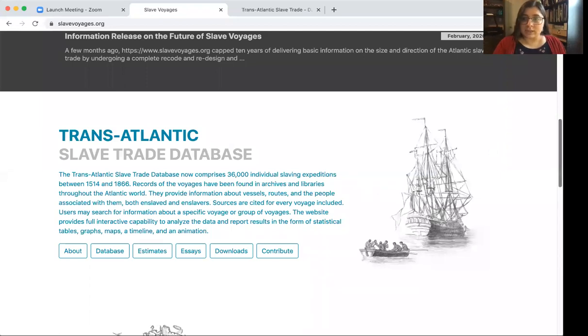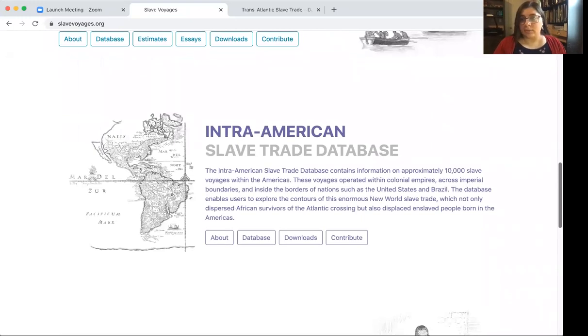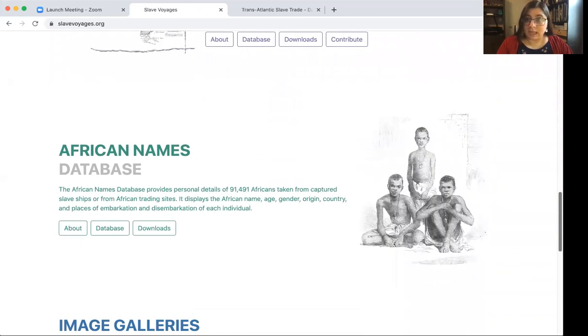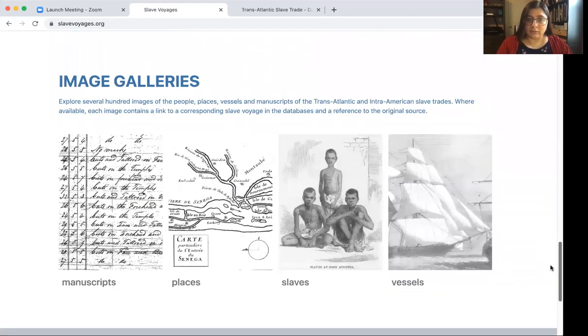There's also documentation for intra-American slave trade. So that's enslaved people who are traded from one Caribbean island to another, for example, or brought from the Caribbean up to the North American colonies. So when we've talked about people like Isaac Royal or Thomas Oliver, who had plantations in Antigua and then sometimes brought some of their slaves up to Boston, that would be sort of this intra-American slave trade. There's also a database of names of people that are preserved in these records and image galleries from the records.